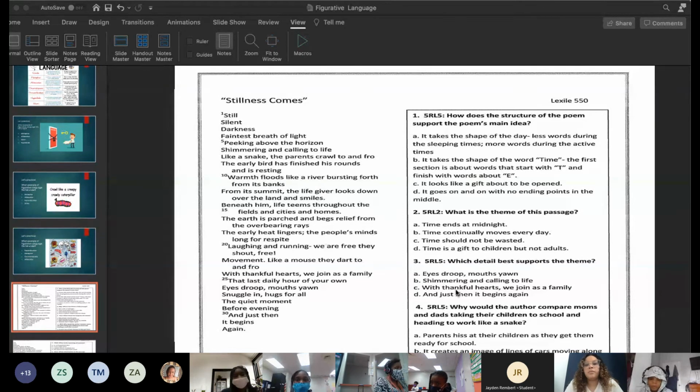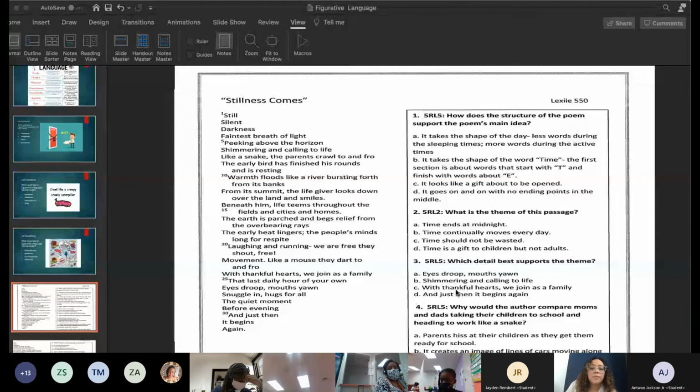What was the word again, Miss Davis? Respite. I'm going to read the sentence again and try to use your context clues to figure it out. I like how you're trying, Shanasia. The early heat lingers and the people's minds long for respite. Something happened to somebody? That was a good try. Let's try some more. I think I know it. Go ahead.